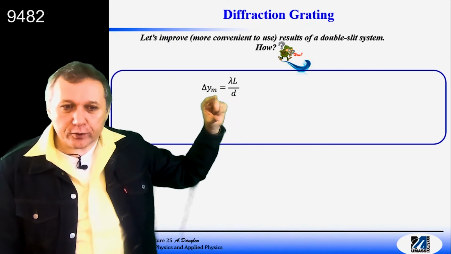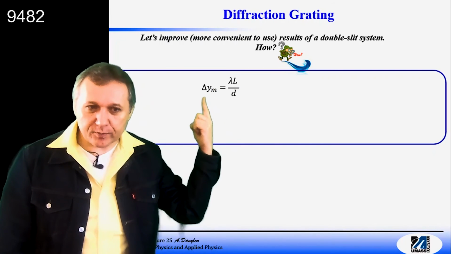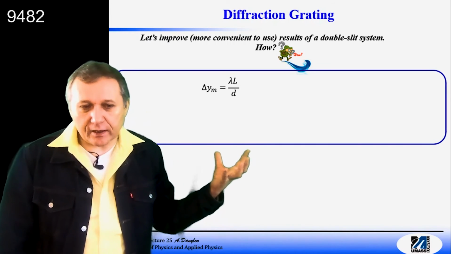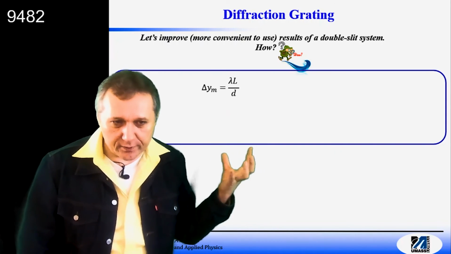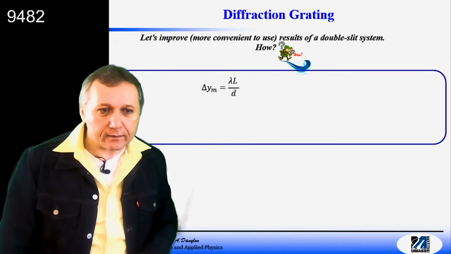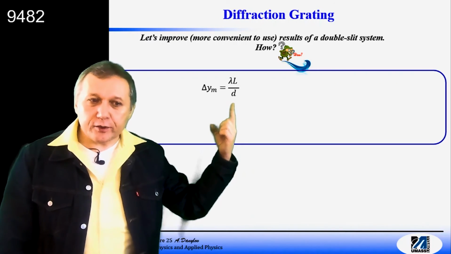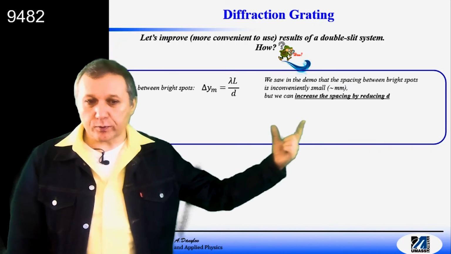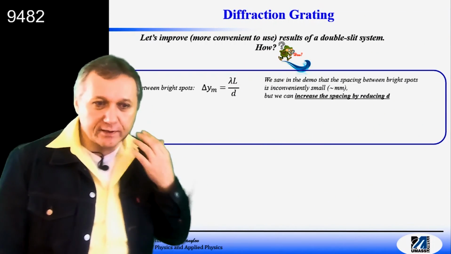But if we reduce D, the distance between slits, then we will increase the distance between the bright spots. And now a modern clean room facility in any photonic center can easily achieve a distance within a few micrometers. Within a few micrometers, you can get slits easily. It doesn't require significant effort. So if you reduce the distance between slits, you can increase the distance between bright spots. That's how we can increase the distance between the bright spots.